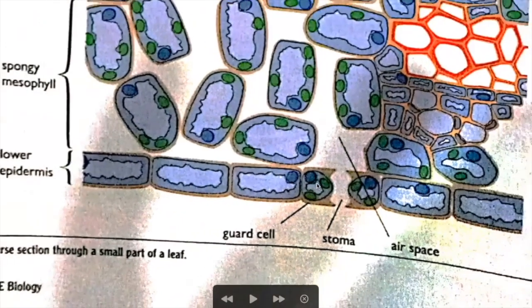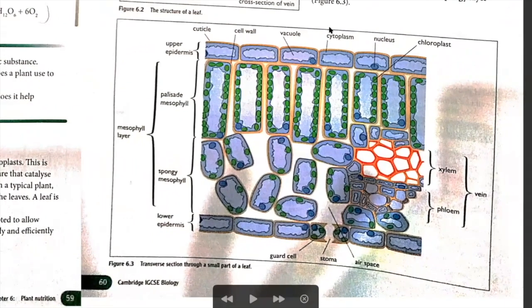Okay, so if you notice, semua ni adalah daun, betul tak? So inside the leaf, there are three places where photosynthesis can occur. Pertama sekali dekat palisade mesophyll cell. Yang kedua adalah spongy mesophyll cell. Yang ketiga adalah guard cell. Tempat lain tak ada. Can you understand?